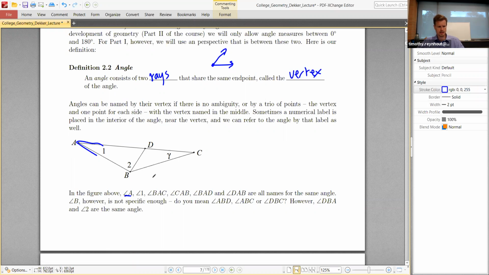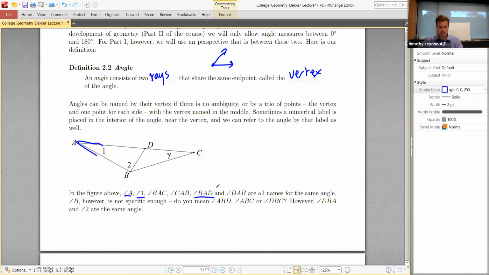So there's this angle. We can also refer to it as angle 1 by assigning a label of 1 to the angle, right? A refers to the vertex. So if I say angle A and there's only one angle there, hey, that's the one we're talking about. I can assign a label to the angle, call it 1, so I'm referring to the angle 1. And I can also refer to an angle by the points that are on the rays.